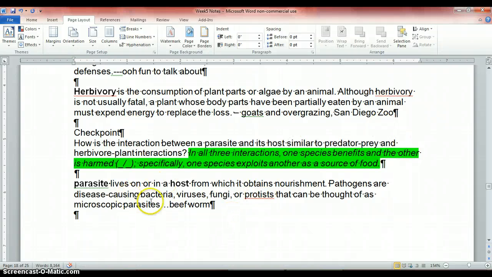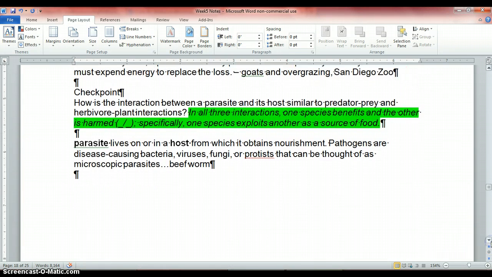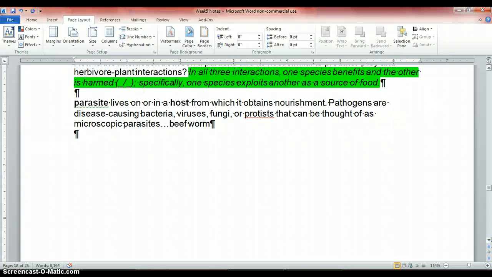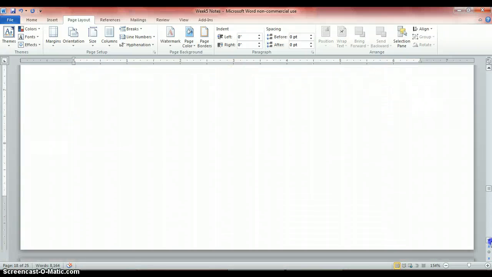A parasite lives on or in the host from which it obtains nourishment. Pathogens are disease-causing bacteria, viruses, fungi, or protists that can be thought of as microscopic parasites. You know, beef worm, tapeworm, all that stuff. Ticks, fleas. Lives on or in. So it can be a flea. Let's scroll down.